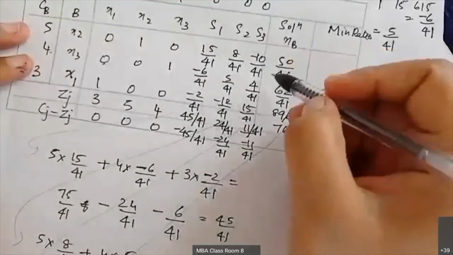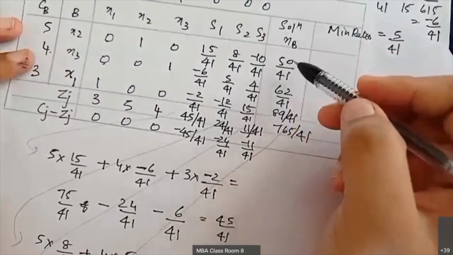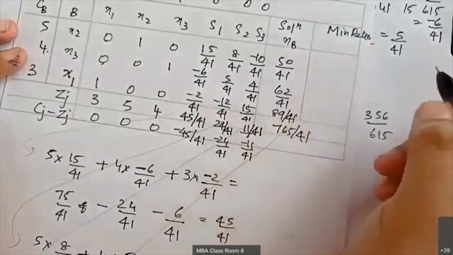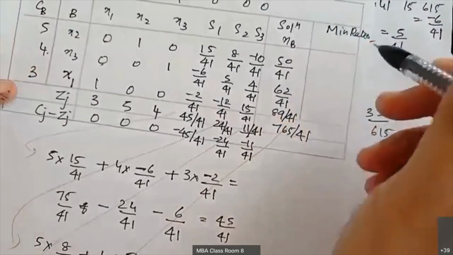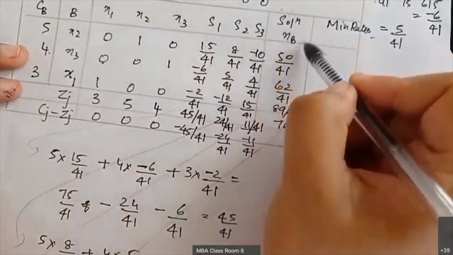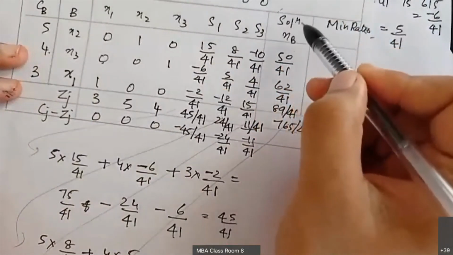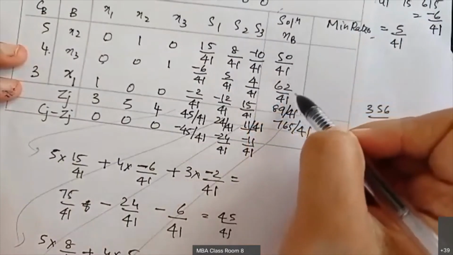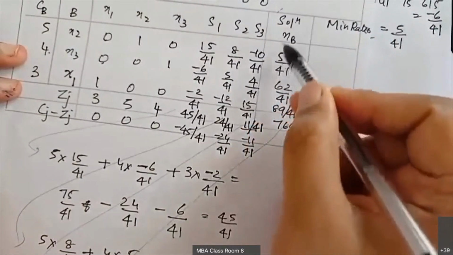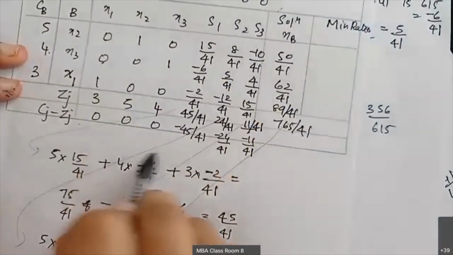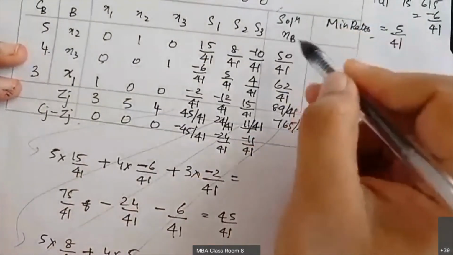So you need to find out the values of x1, x2 and x3. That is what our answer should be. From this table, we have written something called a solution: 50 divided by 41, 62 divided by 41 and 89 divided by 41. Since the optimality condition is reached, these are going to be the solution.